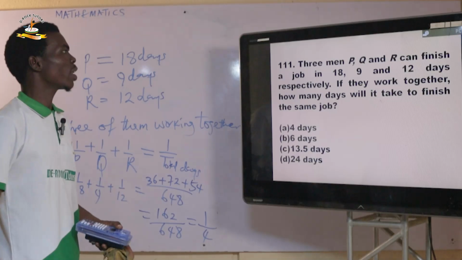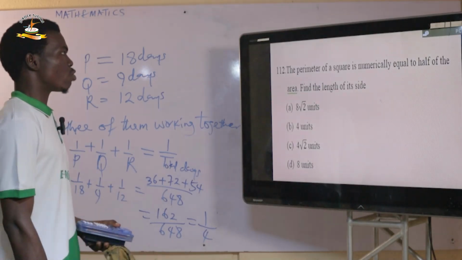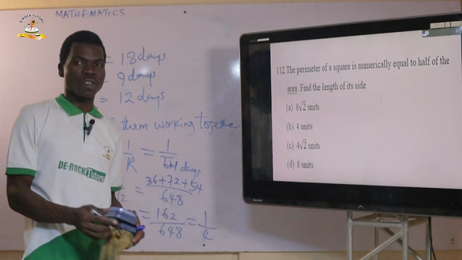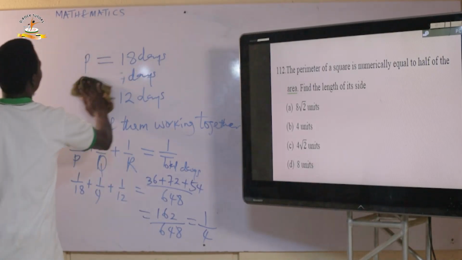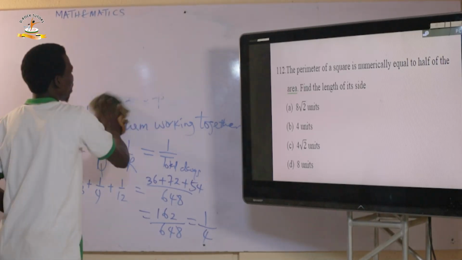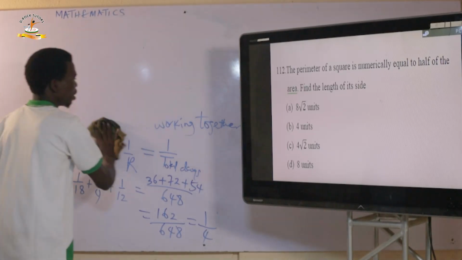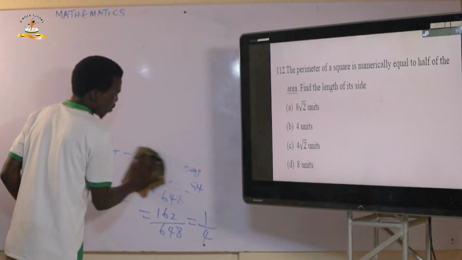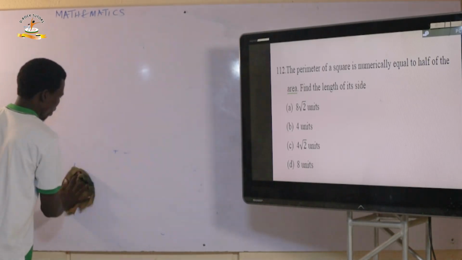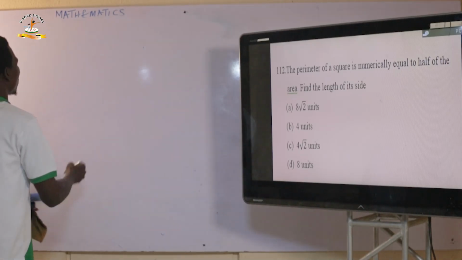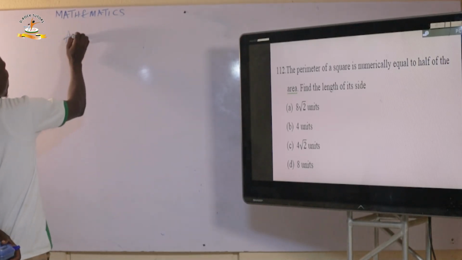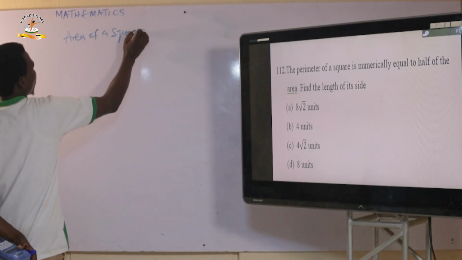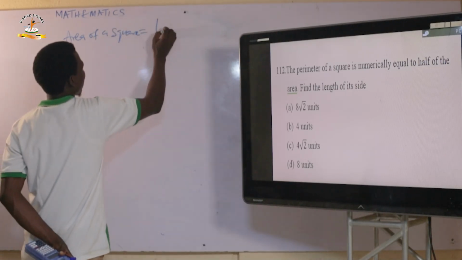Alright, our next question is question 112. The perimeter of a square is numerically equal to half of the area. Find the length of each side. So we have a square, and the perimeter of this square is just numerically equal to half of its area. So let's do justice to that. And don't forget, the area of a square is simply what? The length squared.